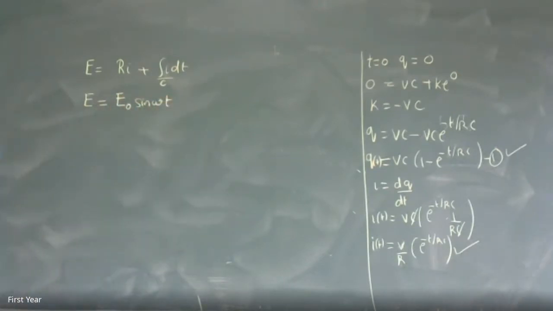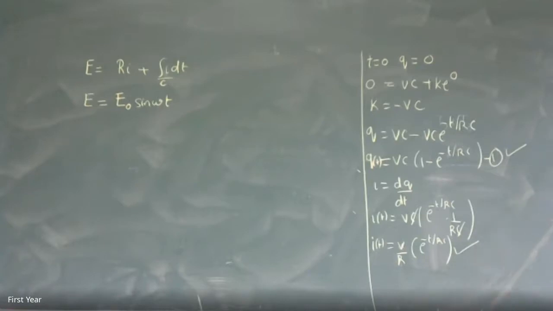If E is equal to E0 sin omega t, that means it is time dependent. The source which is given is time dependent. It's a sinusoidal wave, and then we will find out what will be the current flowing through the circuit at any time t.